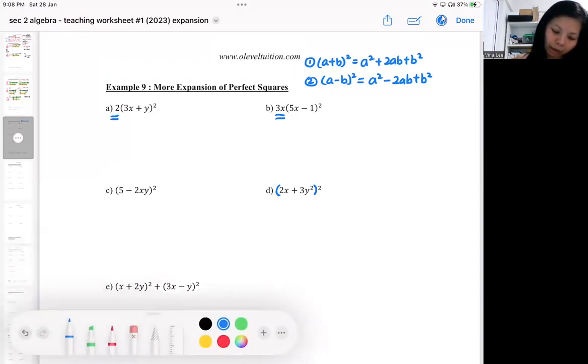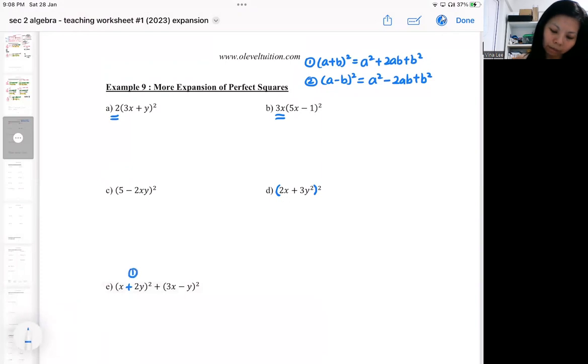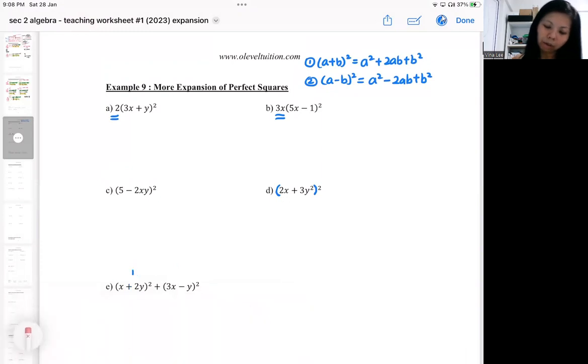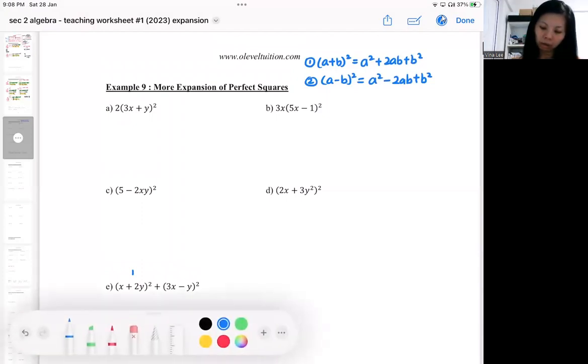So in part E, this is like formula 1, and then this is formula 2. So you actually combine two formulas in one single expression. So these are the more complex ones. More complex meaning you have more chance of making careless mistakes. So what do you do when there's a 2 outside the bracket?